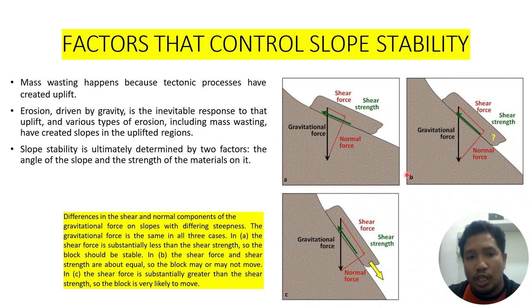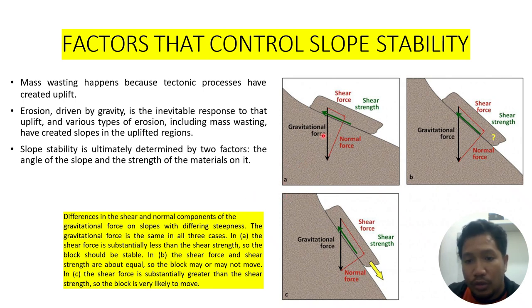The image shown here is a diagram of a slope with a shear force and also a normal force. The shear force is the force that causes the object to move down the slope, while the normal force is the force that pushes against it, perpendicular to the slope. So they act against each other. The shear strength is the maximum shear force that the slope can withstand before it fails.